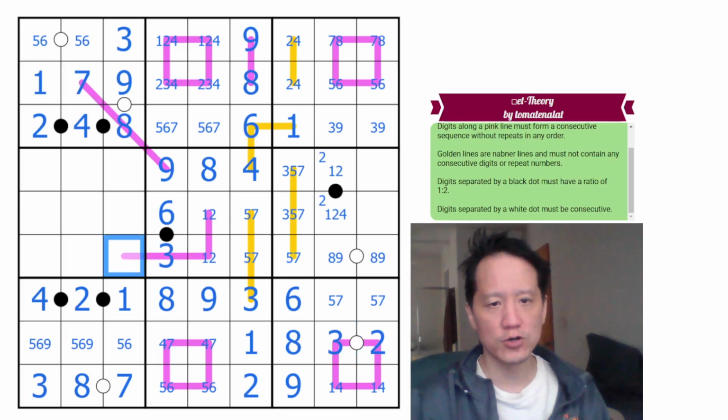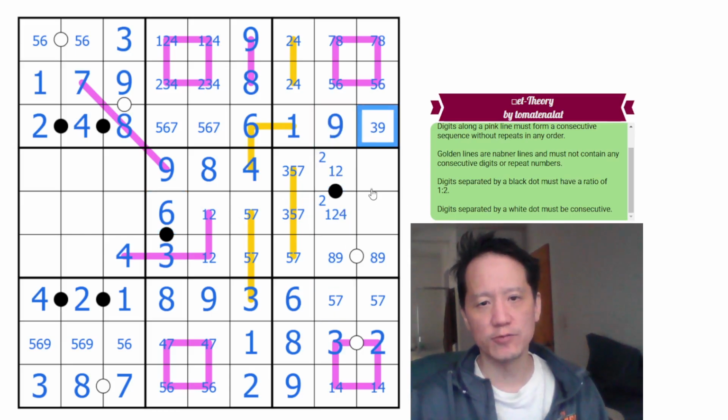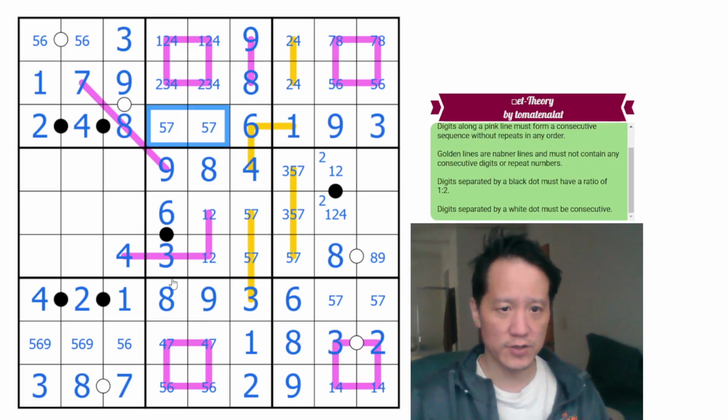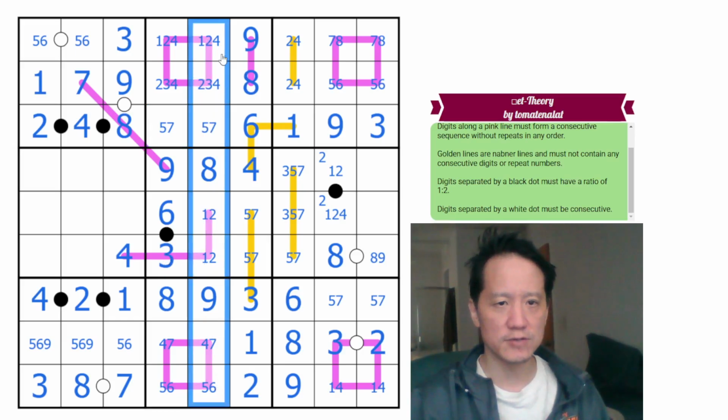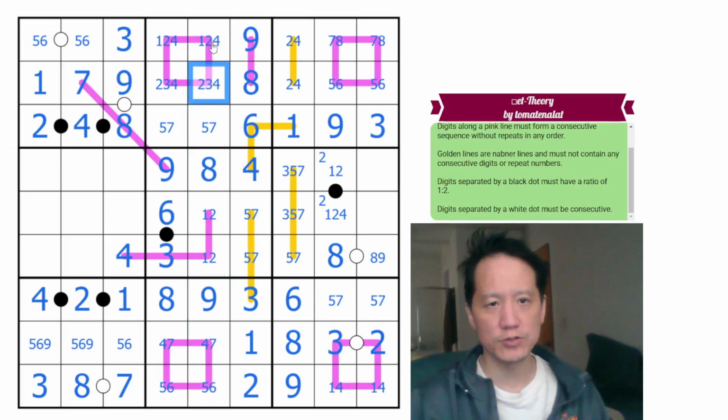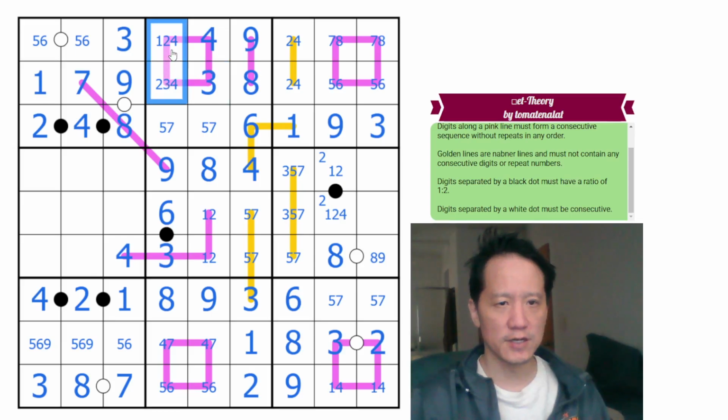This has to be a 4 to make a Renban with 1, 2, and 3. This is 2, so this can't be 3 anymore, which makes that a 9, which makes that 3. This 9 means this has to be an 8. These can't be 6 anymore, just 5 or 7. This 1, 2, 1, 2 pair eliminates 1 and 2 from the rest of the column, so this can't be 1 or 2. So therefore, that's a 4. This can't be 1 or 2 or 4, so this must be 3. This then has to be 1 and 2. And this can only be 1, and this can only be 2.